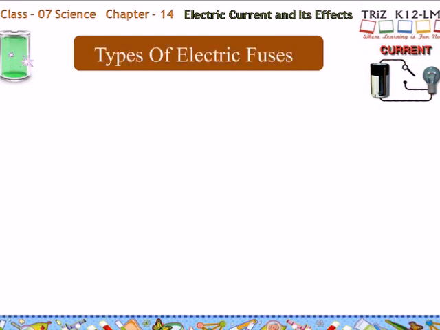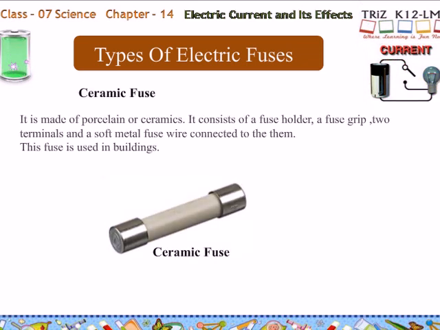Types of electric fuses. Ceramic fuse. It is made of porcelain or ceramics. It consists of a fuse holder, a fuse grip, two terminals and a soft metal fuse wire connected to them. This fuse is used in buildings.